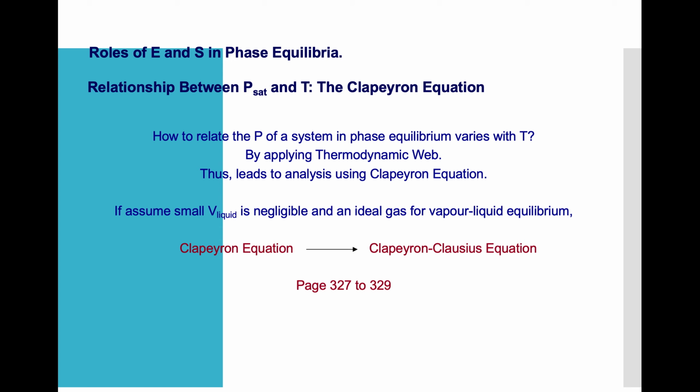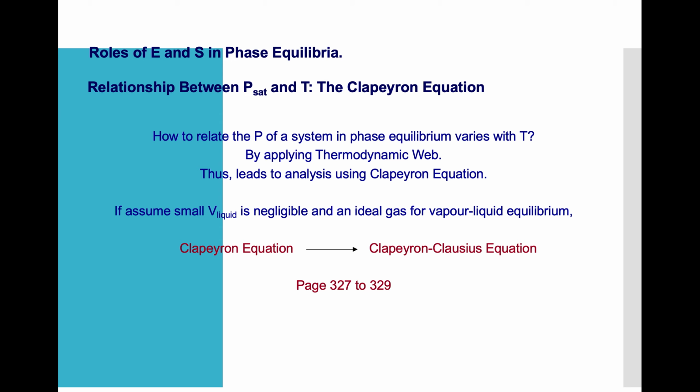Okay, roles of E and S in phase equilibrium, and the relationship between saturated pressure and temperature, which is defined by the Clapeyron equation, and how P of a system in phase equilibrium varies with T. If you still remember, by applying the thermodynamic web, you can refer to it to see how to relate it, and this leads to analysis using the Clapeyron equation.